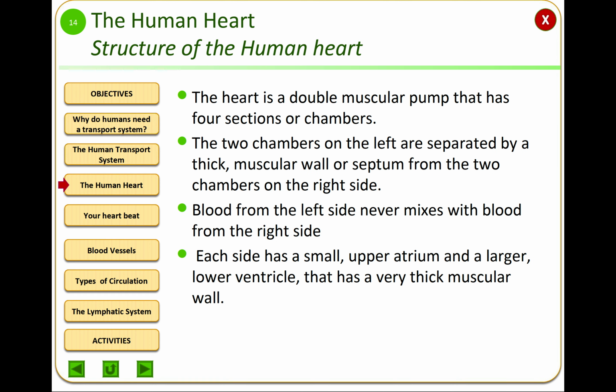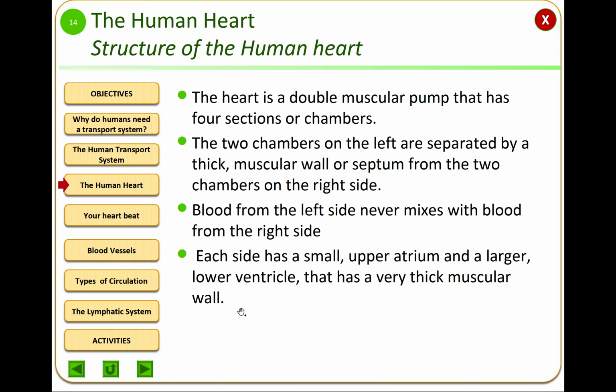The heart is a double muscular pump that has 4 sections or chambers, 2 of them to the left, separated by a thick and muscular wall from the other 2 chambers. The 4 chambers cannot mix the blood together. Only 2 on the left work together, and 2 on the right work together, but there is no blood moving from the left to the right directly.